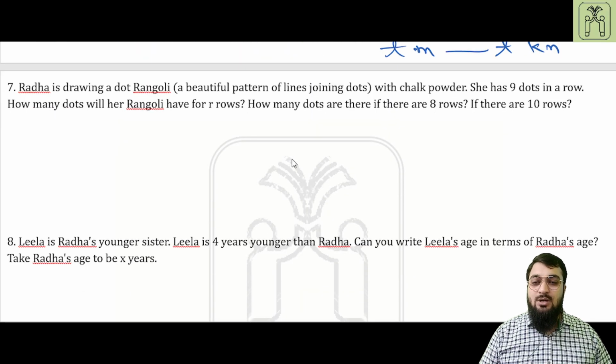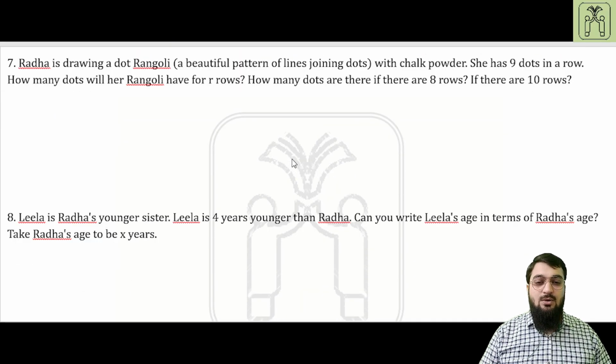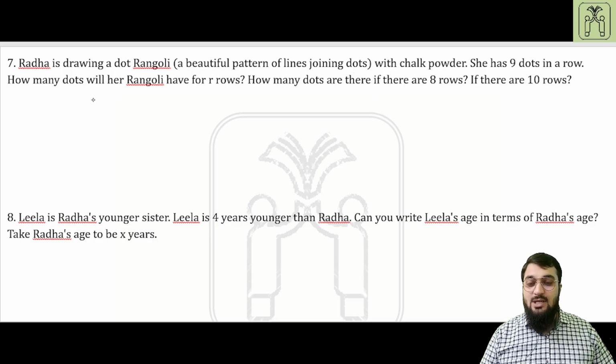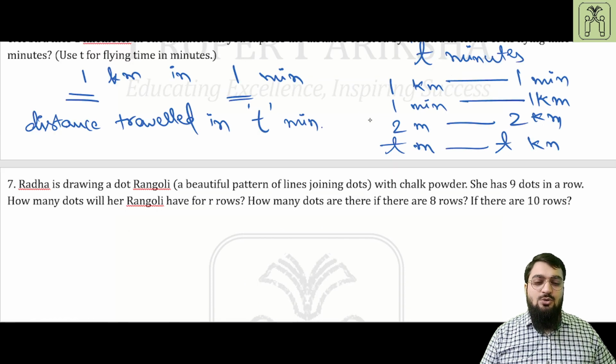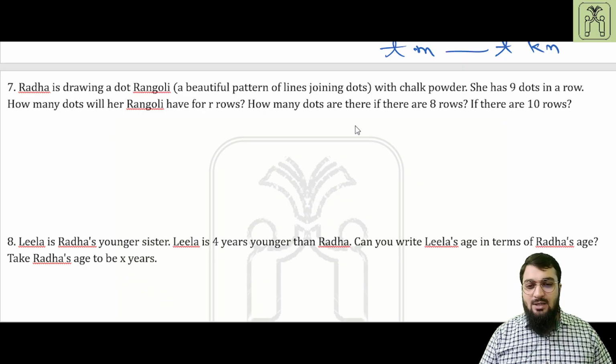Radha is drawing a dot rangoli, a beautiful pattern of lines joining dots with chalk powder. She has 9 dots in a row. How many dots will her rangoli have for R rows? So this question is again for unitary method and algebra combined. So you just have to write those unitary things in lines, like I did in the previous question, in this manner. So you just have to write this particular thing in verbal form. That is the only thing.